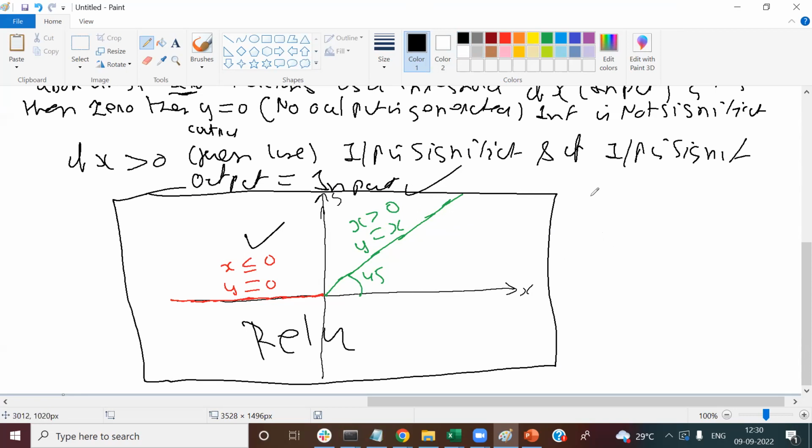Okay. Now, why is it non-linear, or is it linear? Guys, बताओ क्या ये linear है या non-linear है?